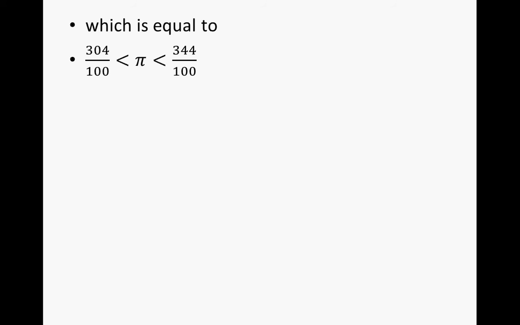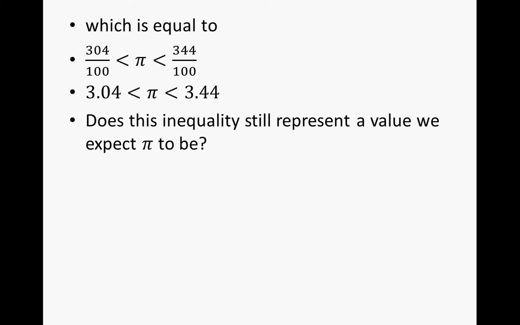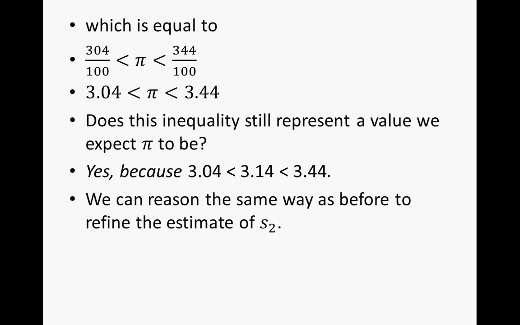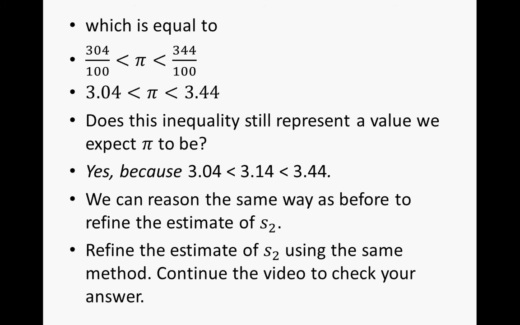Remember, the way we did that was multiply everything by 4. So now we have 3 and 4 hundredths is less than pi, which is less than 3 and 44 hundredths. So does this inequality still represent a value we expect pi to be? Well, yes, because 3.04 is less than 3.14, which is less than 3.44. So we can reason the same way as we did before to refine the estimate of S sub 2. So I'll refine the estimate of S sub 2 using the same method. Continue the video to check your answer.